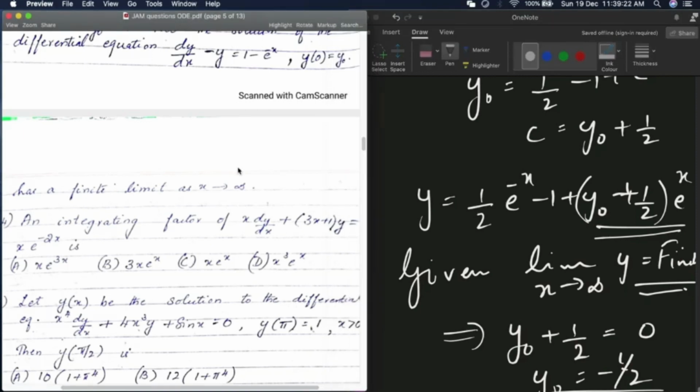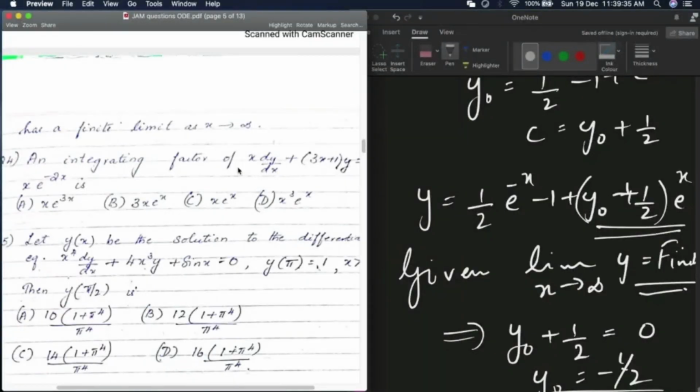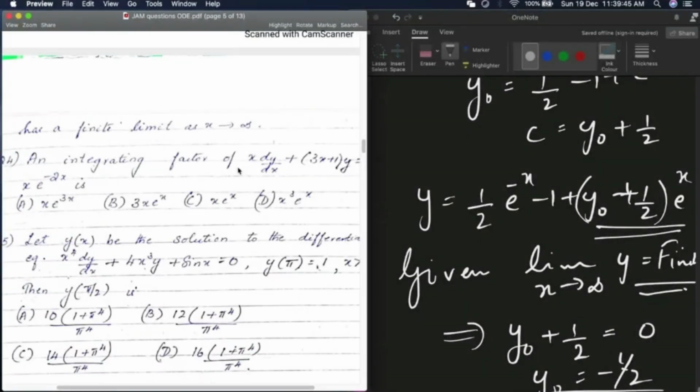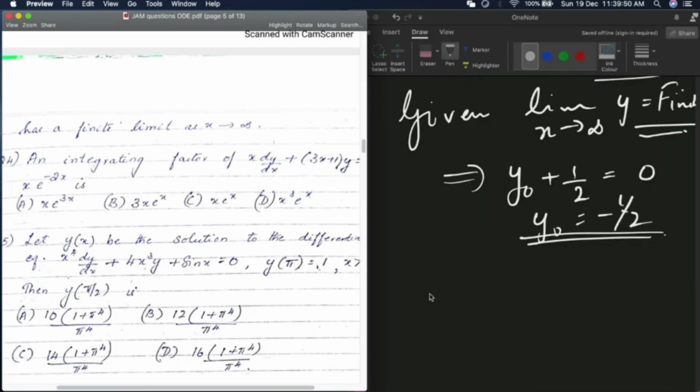See, again an integrating factor question has come. Integrating factor of x dy by dx plus (3x plus 1)y. That is a linear differential equation, okay? Linear differential equations you are also reducing to exact and then solving. So if you just rewrite and find out what p is, then this is also a direct question.